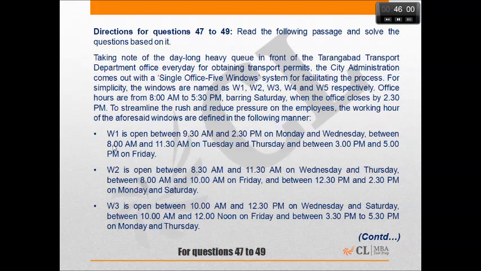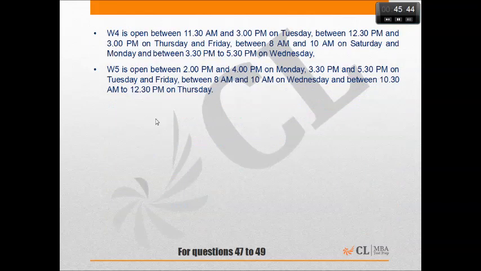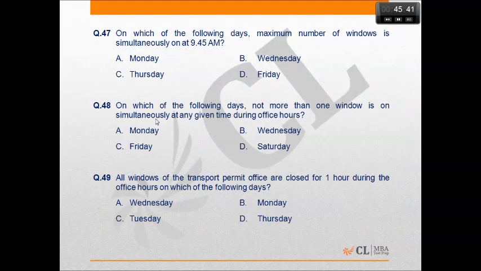Okay, single window. W1 to W5. Hours are given barring Saturdays when the office closes by 2:30 p.m. Okay, so 8:30. Given that to reduce the pressure on employees, the working hours of the aforesaid windows are defined. Okay. What are the questions like? On which day maximum number of windows are open? On which of the following days not more than one window is open? Okay. So Monday, Tuesday, Thursday, Wednesday, Monday. Actually, okay. Let me just quickly make the table. I think it should be possible.